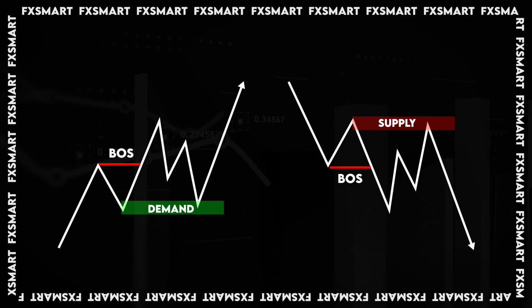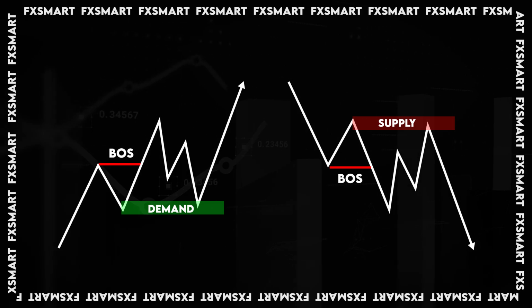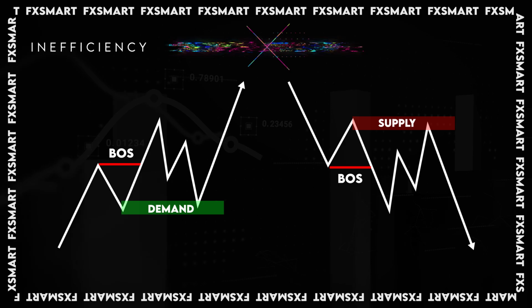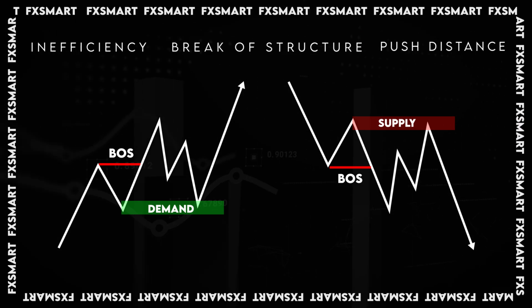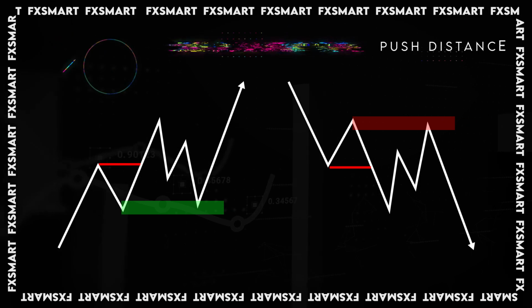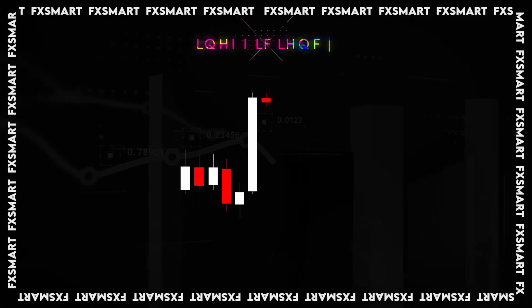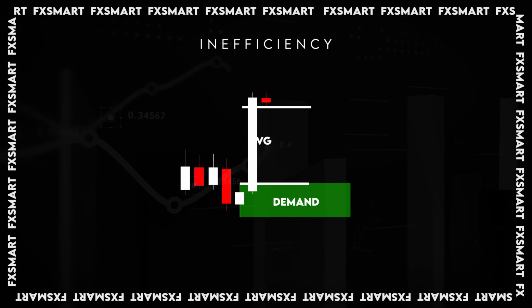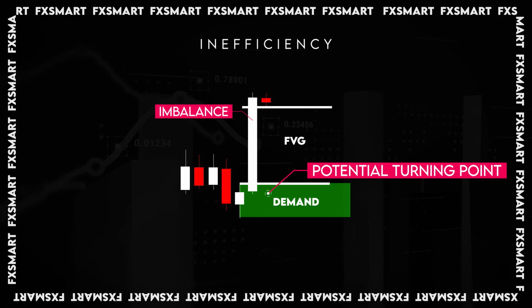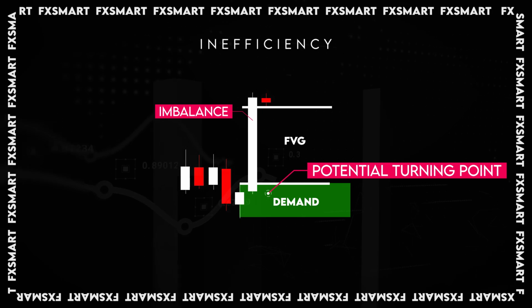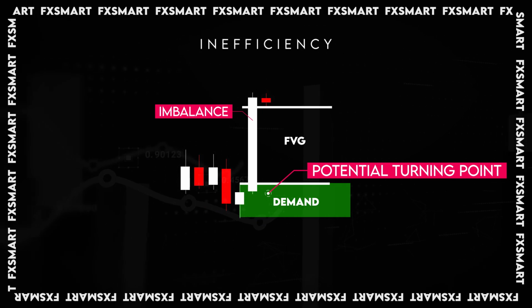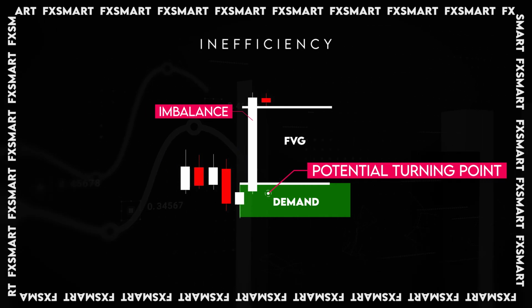To identify strong and trade-worthy zones, there are a few critical elements you must consider: inefficiency, break of structure, and the push distance. These components play a crucial role in confirming the validity and strength of a supply or demand area. Inefficiency happens when price moves rapidly away from a level, leaving behind an imbalance between buyers and sellers. This imbalance can often be seen as fair value gaps, spaces between consecutive candles where trading activity was skipped.